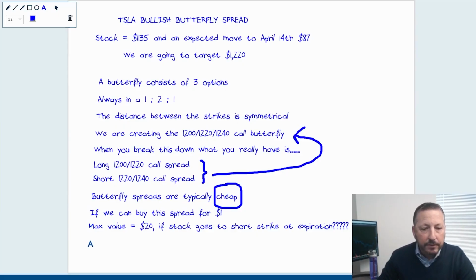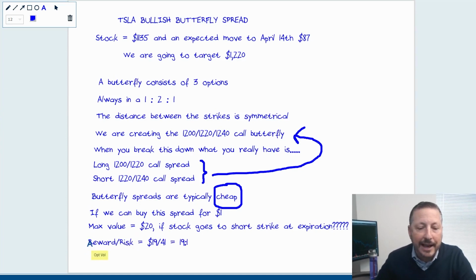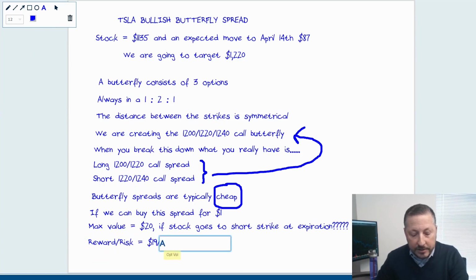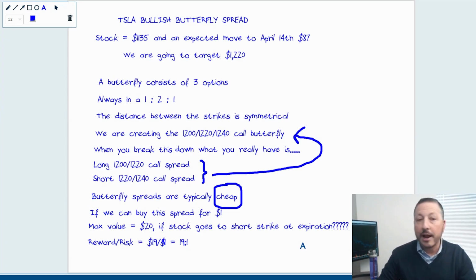So that means from an expensive or cheap standpoint, our reward to risk is 19 over 1, or 19 to 1. Does everybody see how that is 19 to 1? Because if it is worth $20 at expiration, we can make 19. All we can ever lose here is the investment we put into this of $1. So even if the stock were to go to 0 or to 10,000, all we could lose is $1. And likewise, regardless of where the stock goes, this can never be worth more than $20.